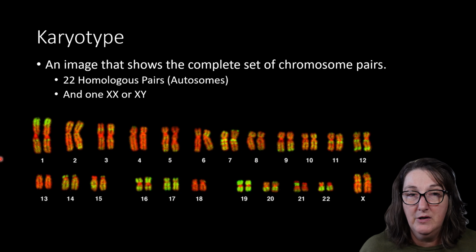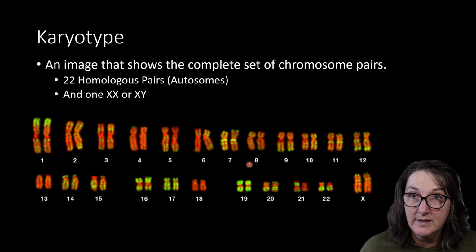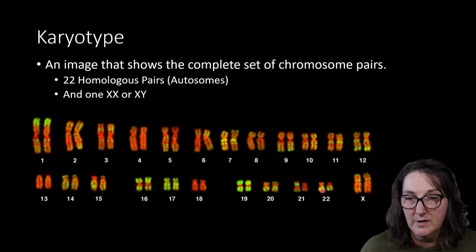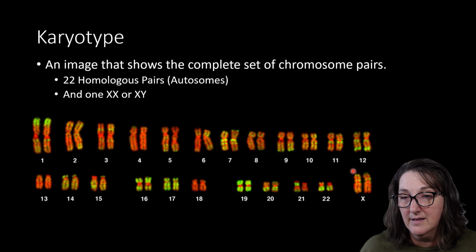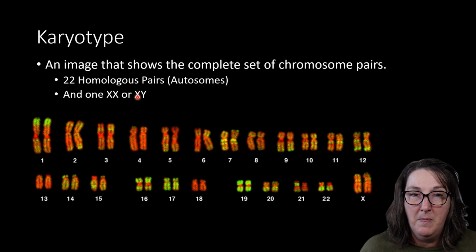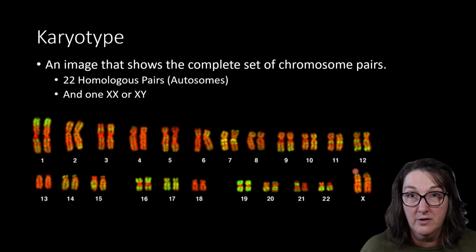This is what's called a karyotype. This is an image that shows your complete chromosome pairs. So again, we have 46 chromosomes because we have 23 sets of chromosomes. So we have 22 which are called homologous pairs, or your autosomal pairs. And then I have my sex set right here. If it's XX, you're female. If it's XY, you're male. So this is a genetic marker for gender.